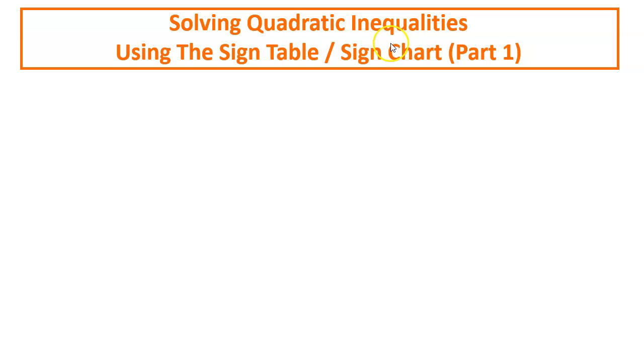I'll be giving you the rules and explaining them with the help of an example. So first of all, let us look at that example. Let us look at that question. Solve 4x squared plus 5x greater than or equal to 6. We have to solve this inequality using the sign table or the sign chart method.